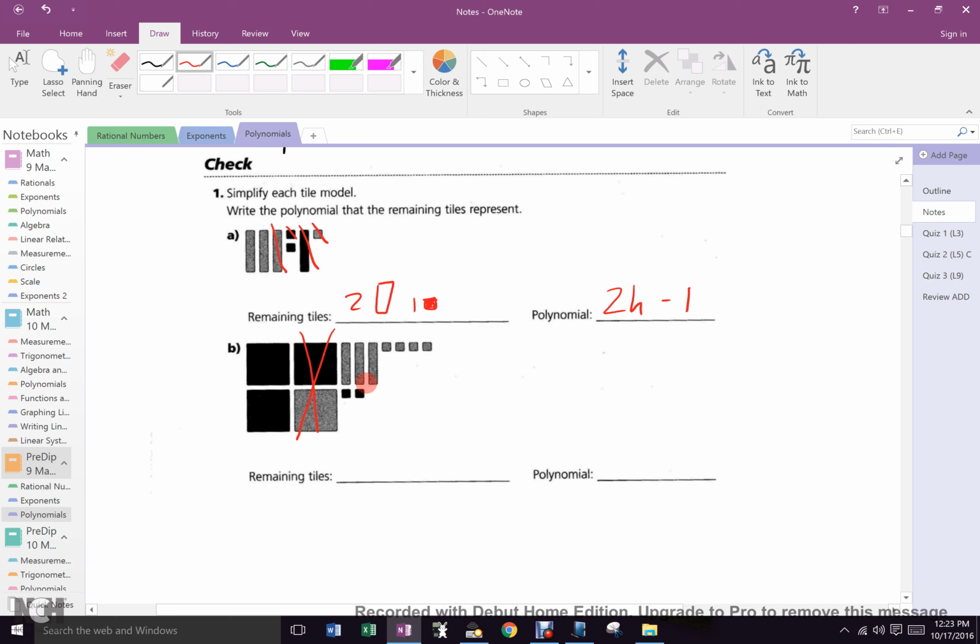Cancel. Cancel. Cancel. Leaving you with 2 big guys shaded, 3 bars unshaded, 2 little guys unshaded. And your polynomial looked like this: negative 2j squared plus 3x plus 2. Is that okay?